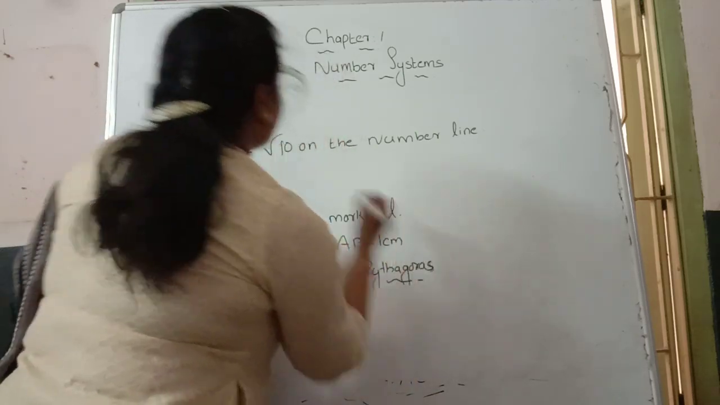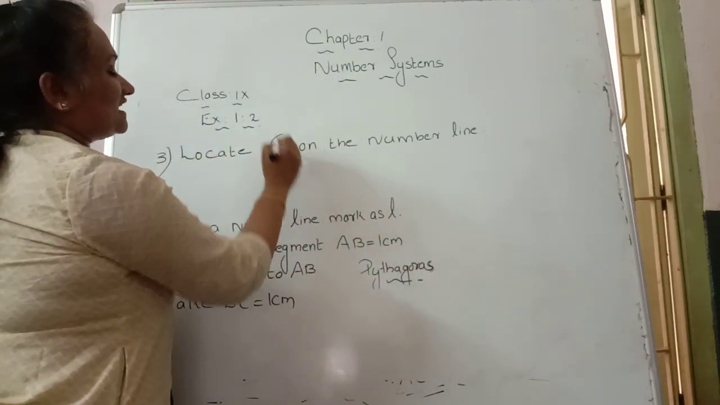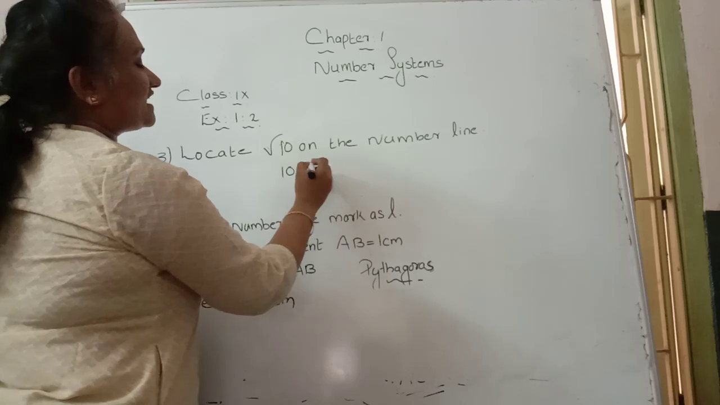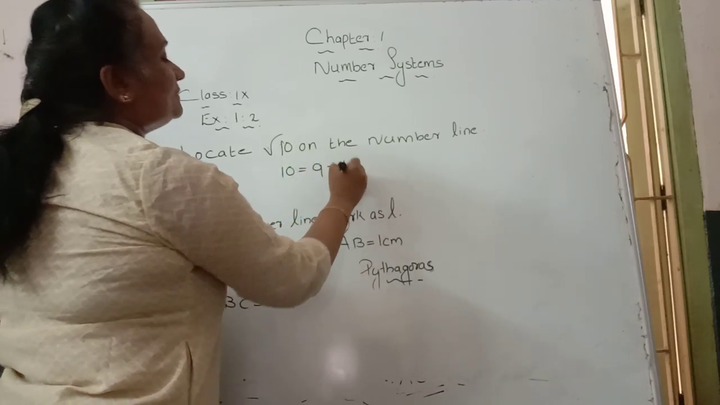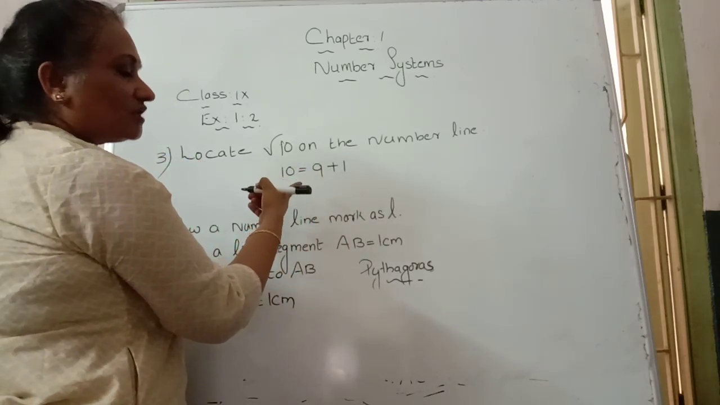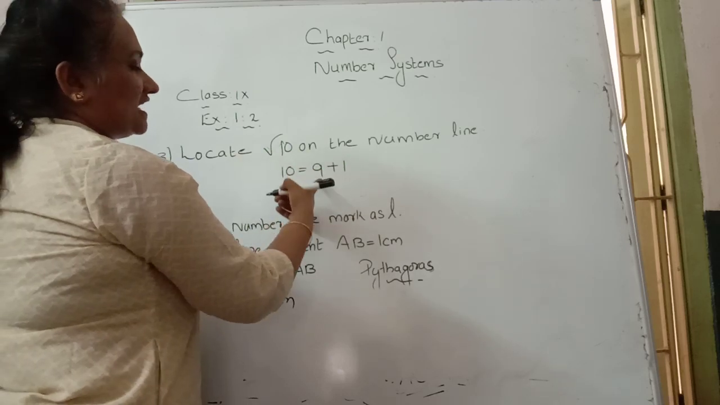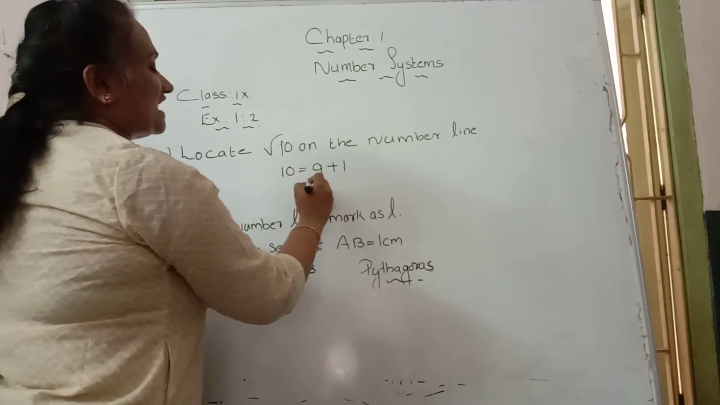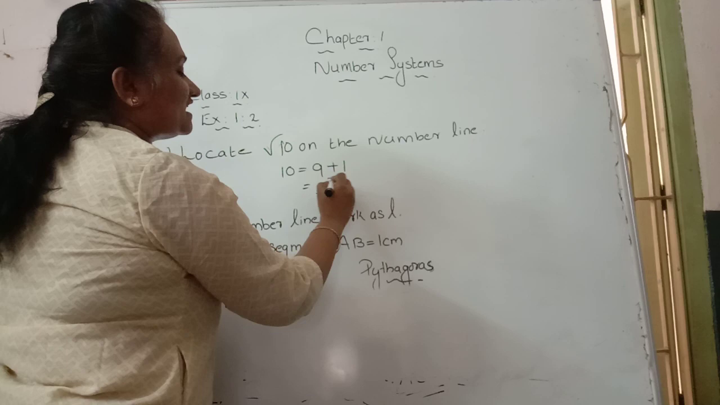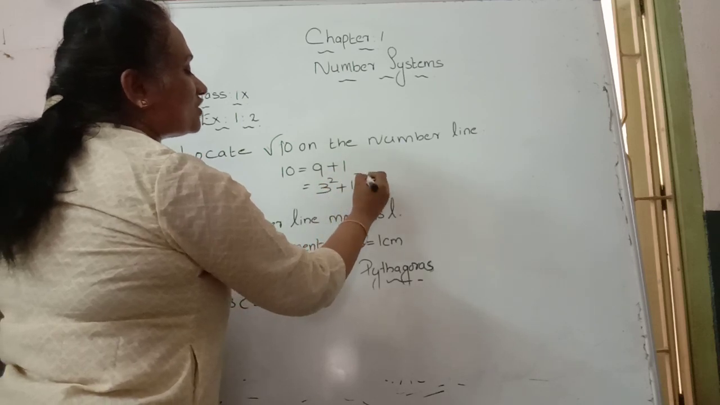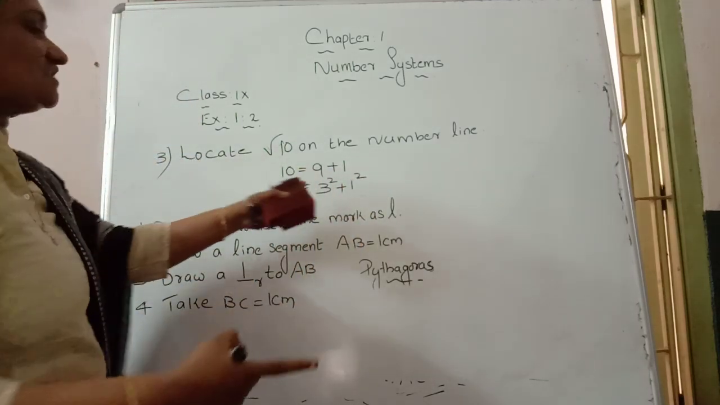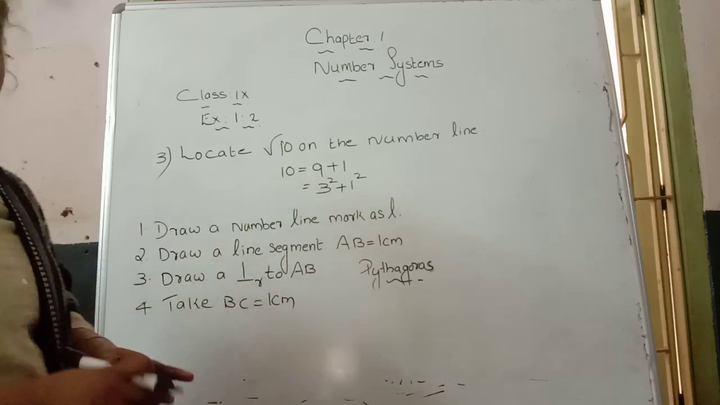Here, root 10, we can split the 10 and write 9 plus 1 to become 10. Is it right or wrong? Yes, it is right only. 9 plus 1 equals 10. That means 9 is the square of 3 and 1 is the square of 1. So we can split it like this. The remaining steps are the same only.